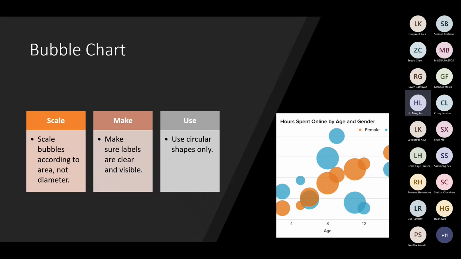Okay, now bubble chart. So a bubble chart looks like this. Scale bubbles according to area, not diameter. And also make sure labels are clear and visible, like female and male. Those are the things. You also use circular shapes only. In some tools you can choose different shapes, but a circular shape makes more sense, and users can understand more clearly. So use circular shapes.